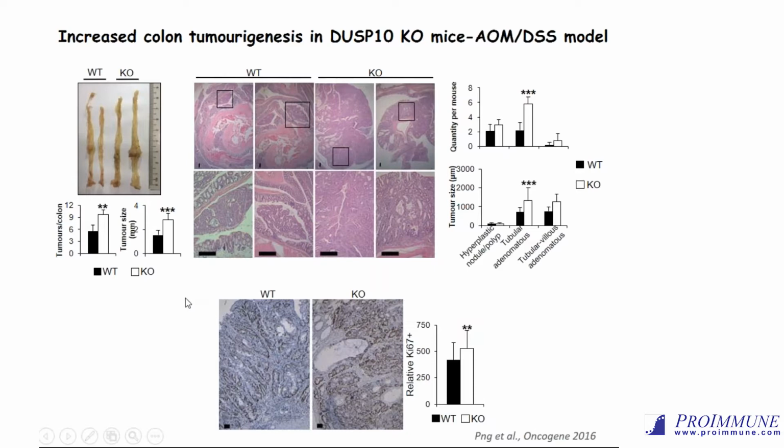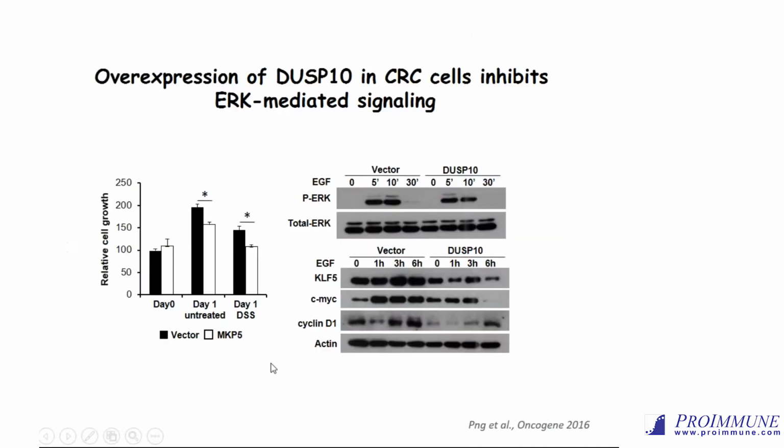So together, this data tells us that DUSP10 is a tumor suppressor in the gut. That is mouse work, and how about in humans?